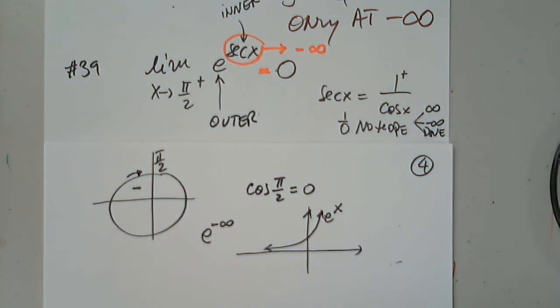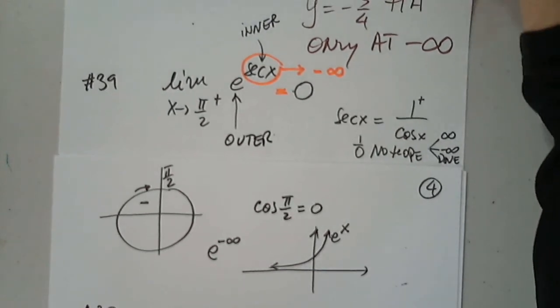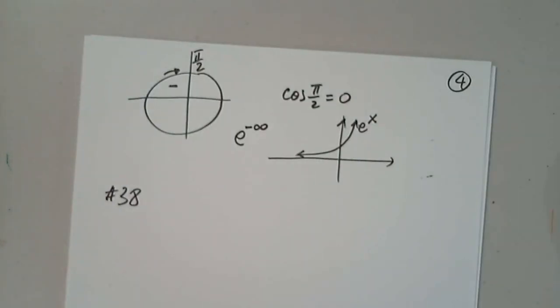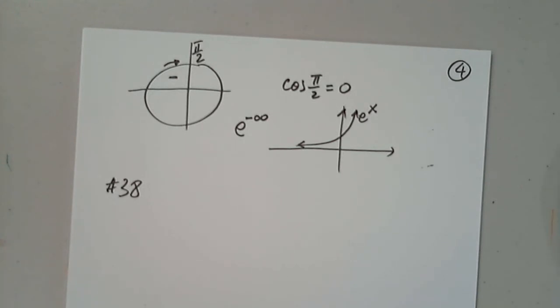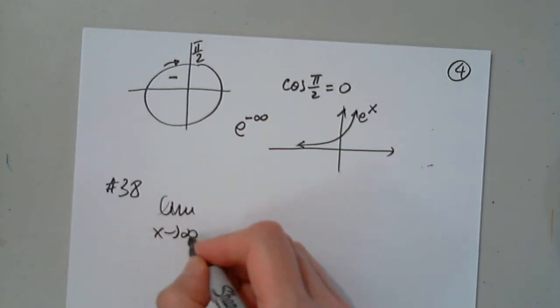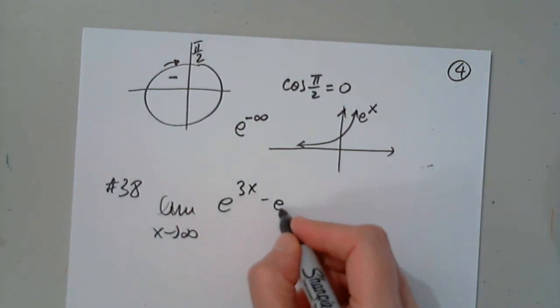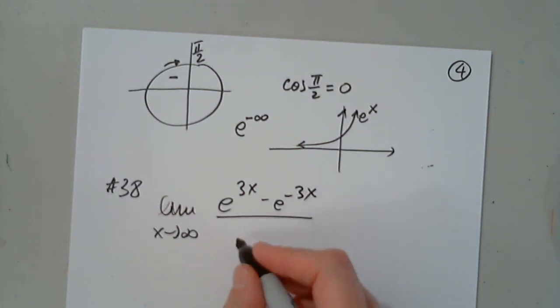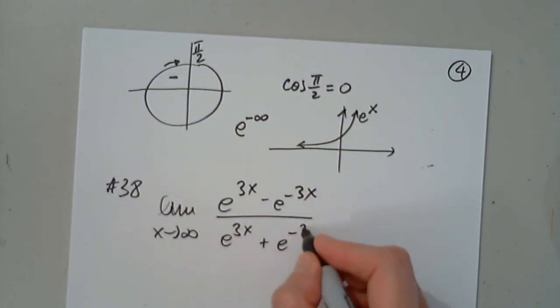Okay, so now let's look at one more. Let's say with something else like, I don't know, 38. Let me ask you if you have any questions. Any questions here before we continue? Okay, so let's look at 38, see what this is all about. Limit as x approaches infinity, e to 3x minus e to negative 3x divided by e to 3x plus e to negative 3x. Okay.